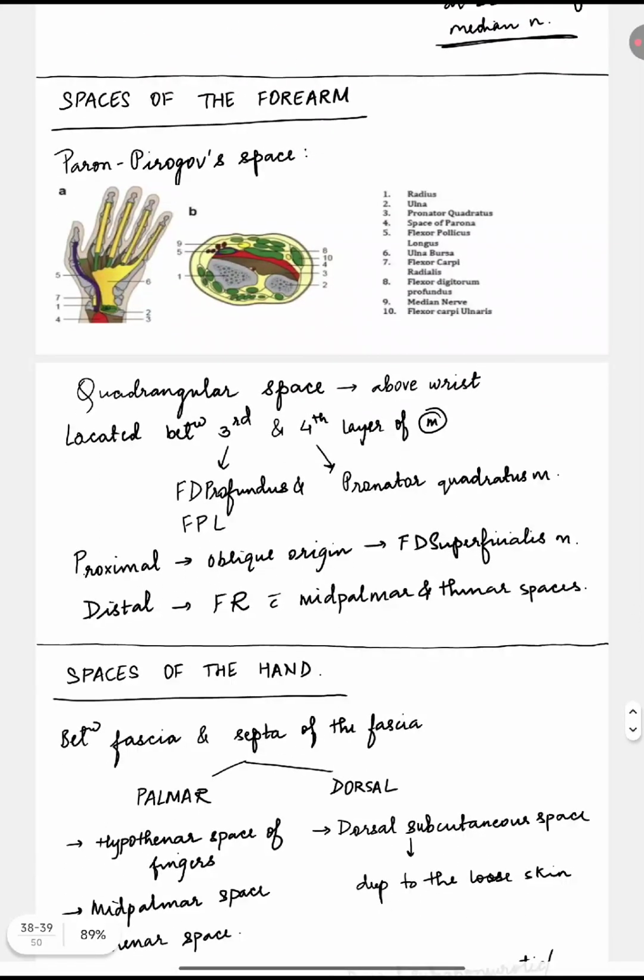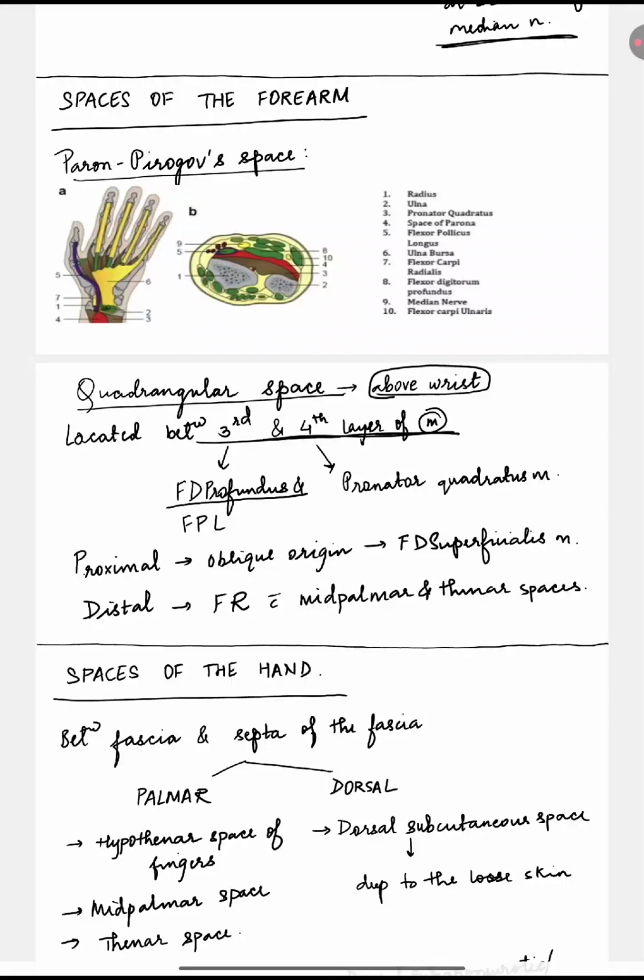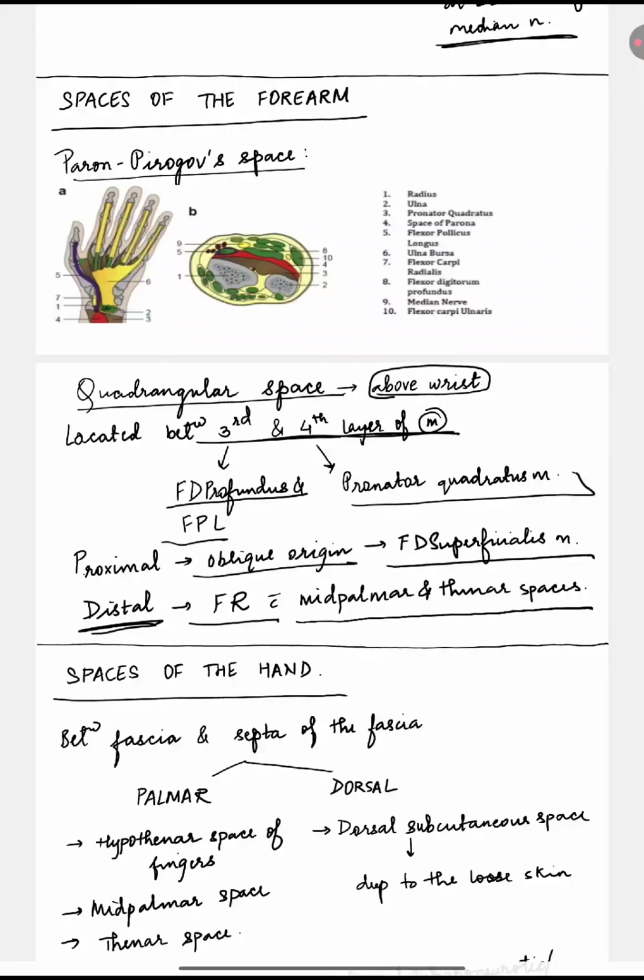Now next are the spaces of the forearm. First is the Pirogov-Parona space. It is a quadrangular space above the wrist, located between the third and fourth layers of muscle, where the third layer is flexor digitorum profundus and flexor pollicis longus, and the fourth layer is pronator quadratus muscle. Proximally, it connects to the oblique origin of the flexor digitorum superficialis muscle, and distally to the flexor retinaculum and the mid palmar and thenar spaces.